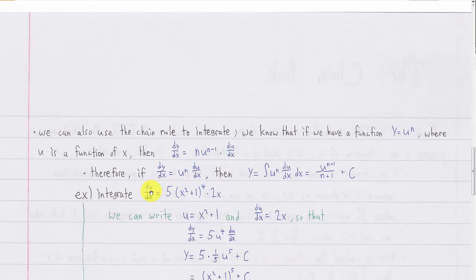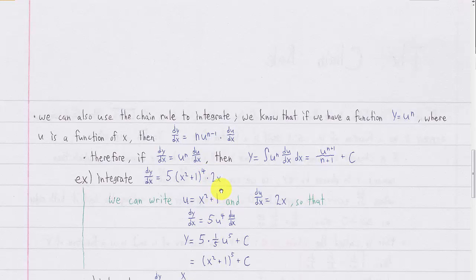So here we have dy dx equals 5 times x squared plus 1 to the 4th power times 2x. So the important thing is choosing the right u to get it to integrate. So you want to choose a u so that you can see the du dx is already there. So we can choose u is equal to x squared plus 1, and then you can see du dx is 2x, and you can see 2x is already in the integrand. So, it'll cancel out easy.